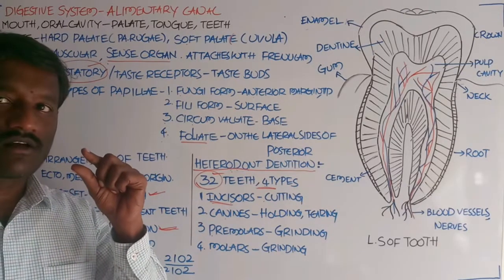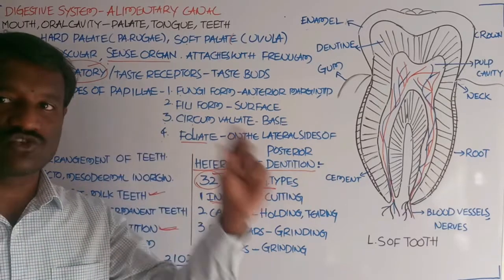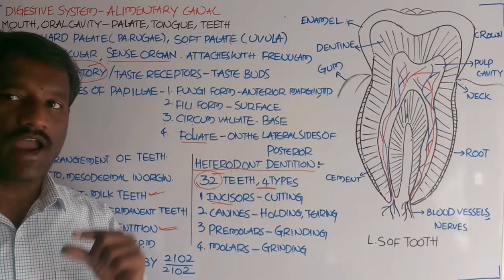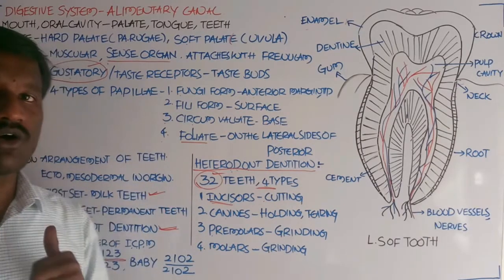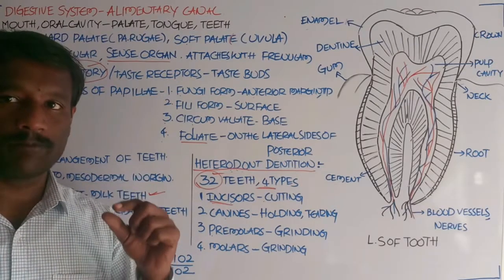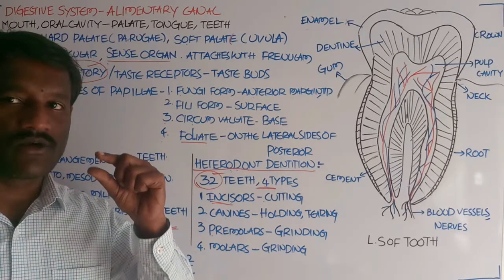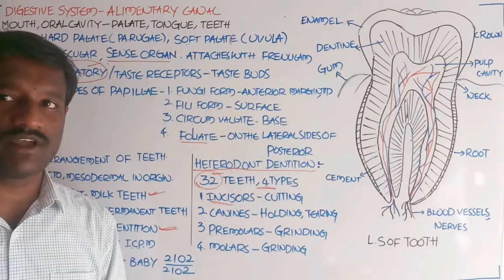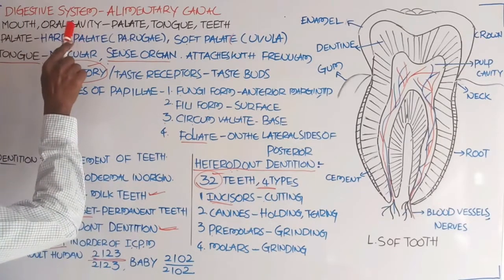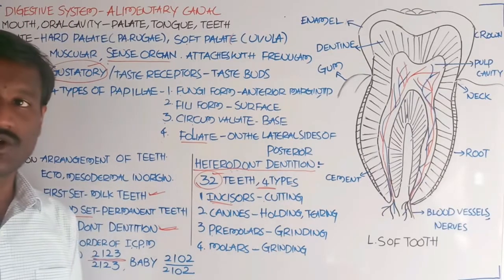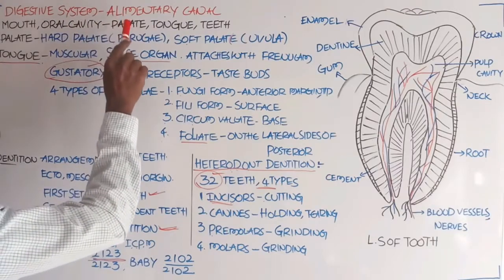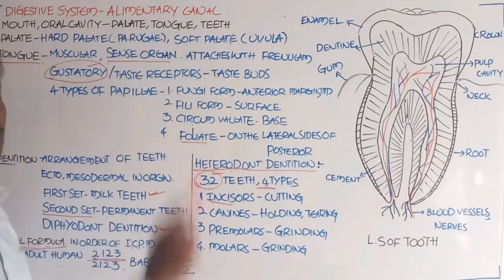The alimentary canal opens anteriorly by the help of the mouth. The anterior opening is called the mouth. The mouth is a slit-like opening present on the ventral side in human beings. The mouth leads to the oral cavity. The oral cavity consists of palate, tongue, and teeth.